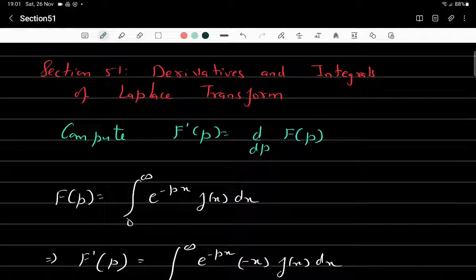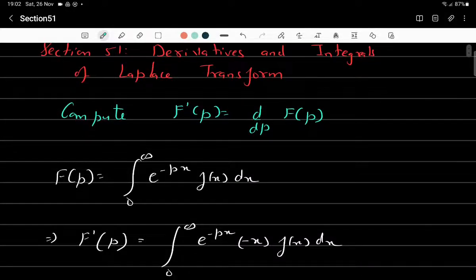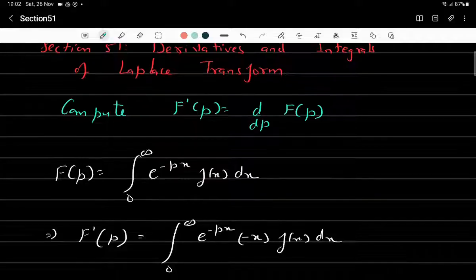So to begin with, a few interesting observations. If I have to compute f dash p, which means differentiation of f of p with respect to p, and if I use the definition, then it is 0 to infinity, and f of x is a constant with respect to p, so differentiation of e raised to the power minus px is e raised to the power minus px times minus x. This becomes the Laplace of minus x f of x.